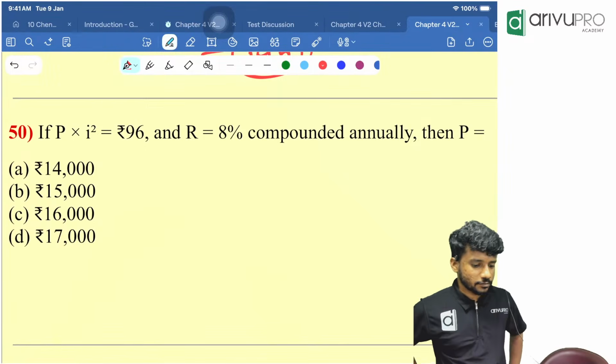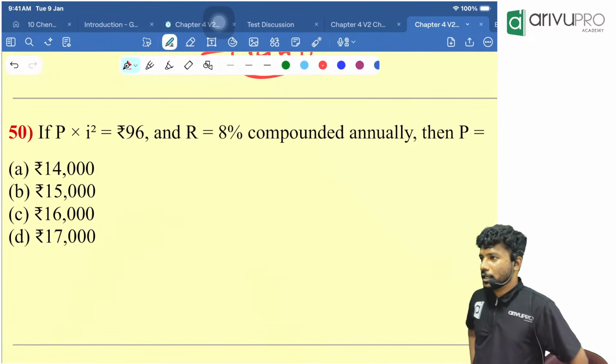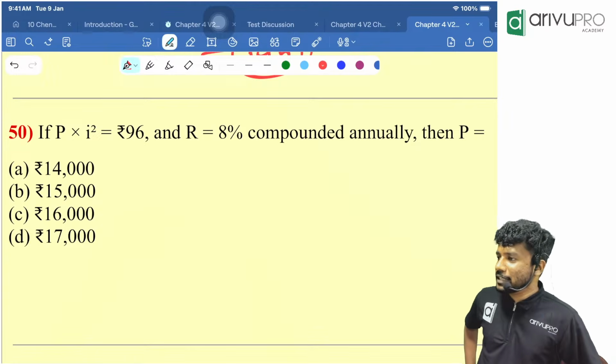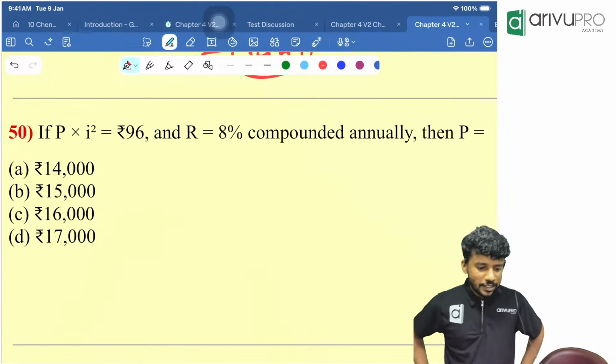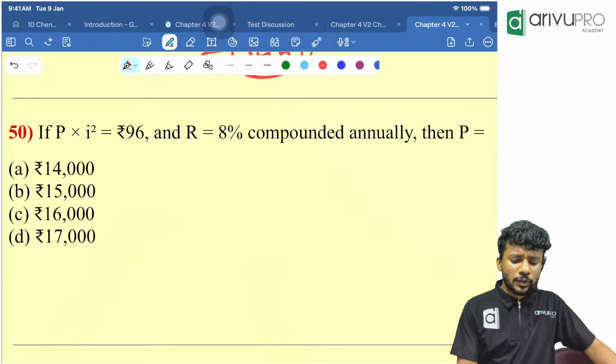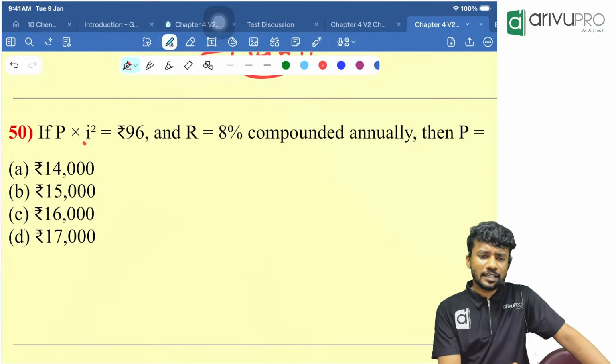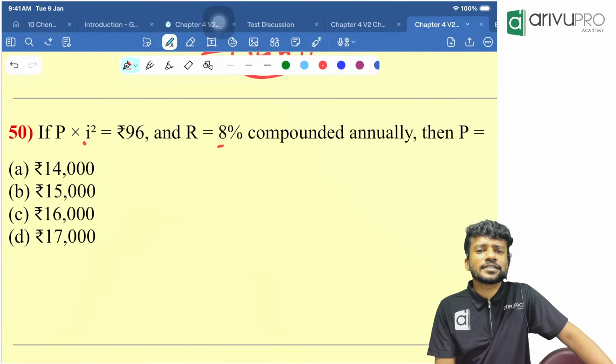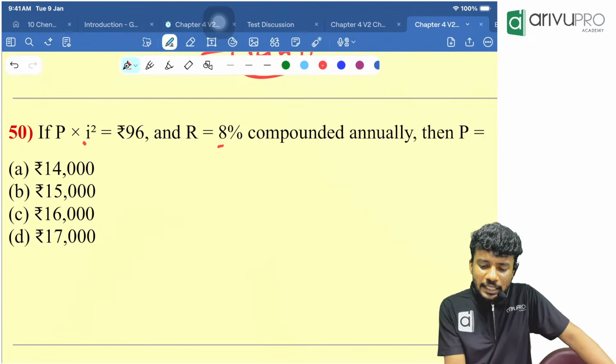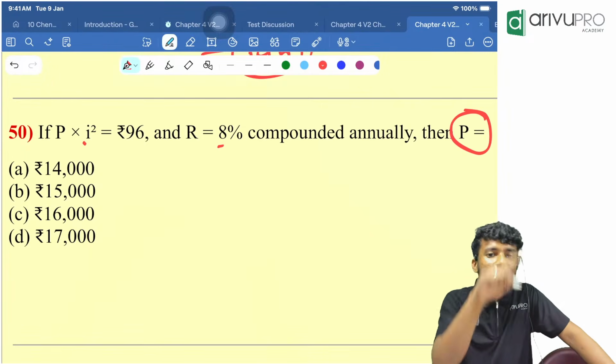What's given? Pi square is equal to 96. What do you mean by Pi square is equal to 96? We need to find the value of I. For that, they have given R is equal to 8%. Then they are asking us to find the value of P.